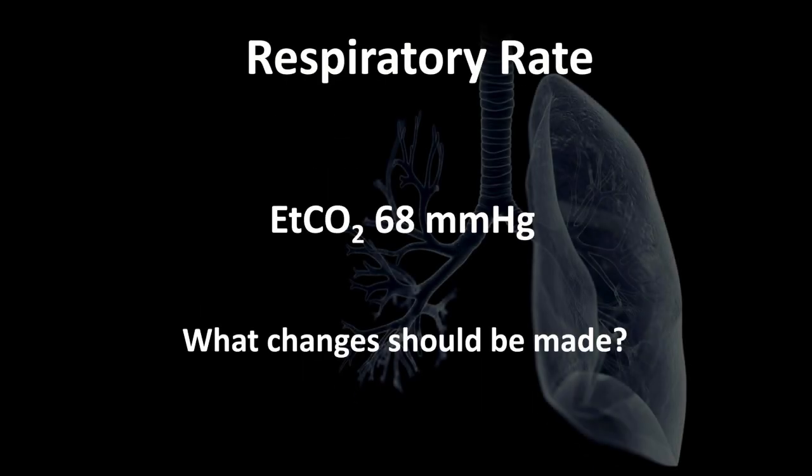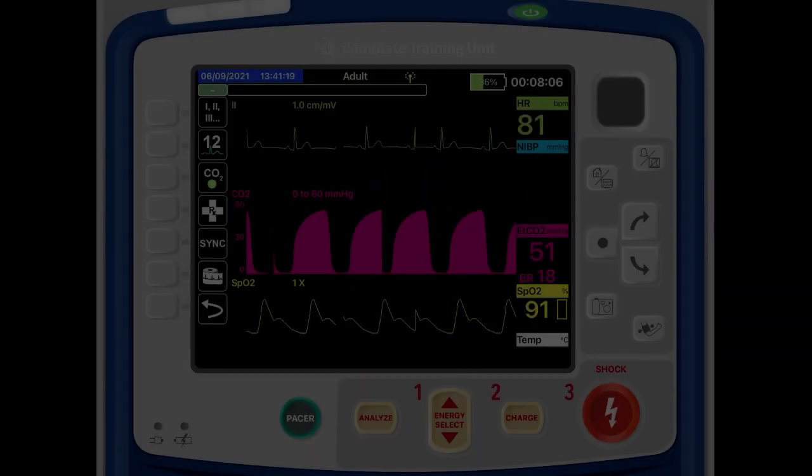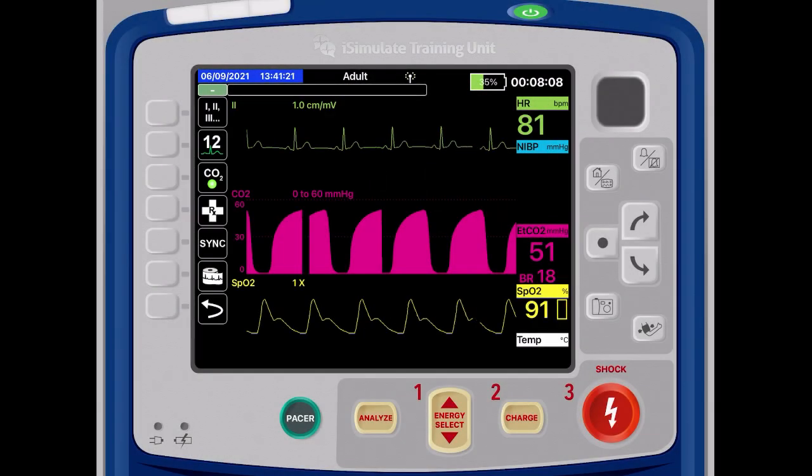So if you have an end-tidal CO2 of 68, what changes should be made? Should any change be made? Is it important that we focus on that end-tidal CO2? And what I'll challenge you is to say no. End-tidal CO2 is a reflection of what's going on. If it's climbing, they're becoming more hypercapnic.